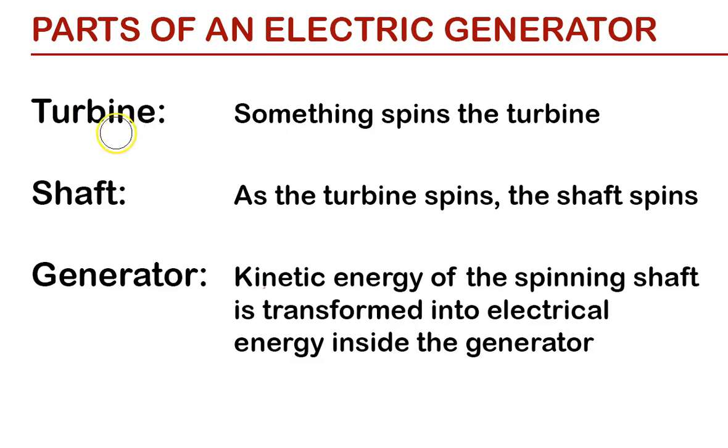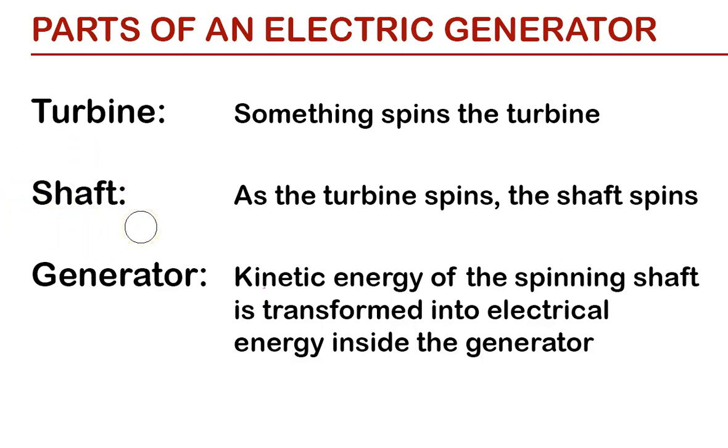There is a turbine. In other words, there is some kind of wheel that needs to spin, and so I need something that will spin that thing. It's going to come from some outside energy. Something is going to rotate that wheel. Now, that wheel is going to be connected to the axle or the shaft. If you want to think about how these two things connect, think of the turbine as a wheel on a car and the shaft as the axle that connects to the wheel to keep it attached to the car. That's basically what the shaft is.